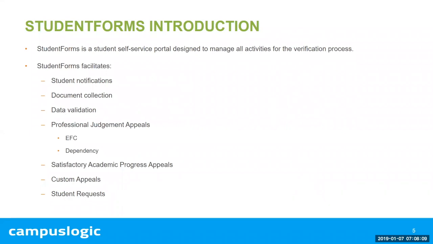StudentForms also has the functionality of completing professional judgment appeals and SAP, which is satisfactory academic progress, and custom appeals. So if this is something that you are interested in, we do have a separate training for this. So I highly encourage you to click on that training and listen to that, as it's very informative and will show you how to use all the appeals within the system. And also student requests.